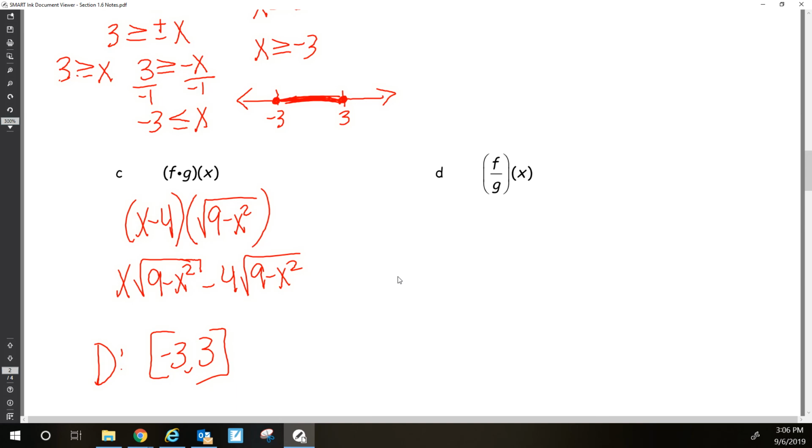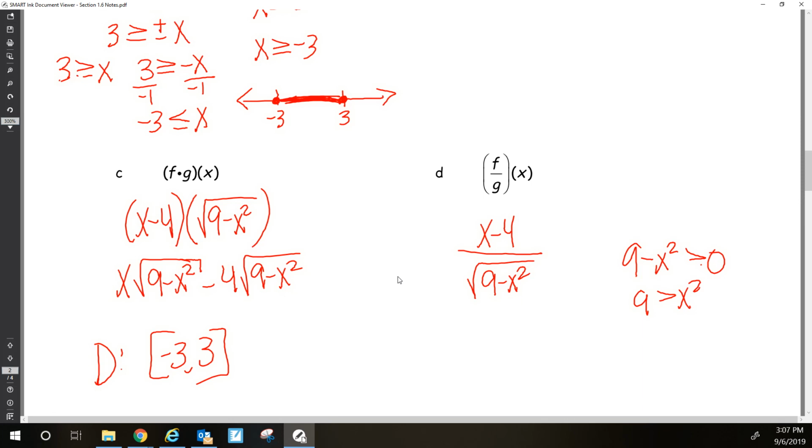And last but not least, f divided by g of x would be x minus 4 divided by our g of x, which is the square root of 9 minus x squared. All right, now I've got the square root, but where is that square root at? It's in the denominator. So now can x be equal to 3? Right? So now instead of it having to be greater than or equal to 0, this guy can't be 0. Yes, I can still have the square root of 0, but can the denominator of this fraction be 0? No. So now it's got to be strictly greater than.